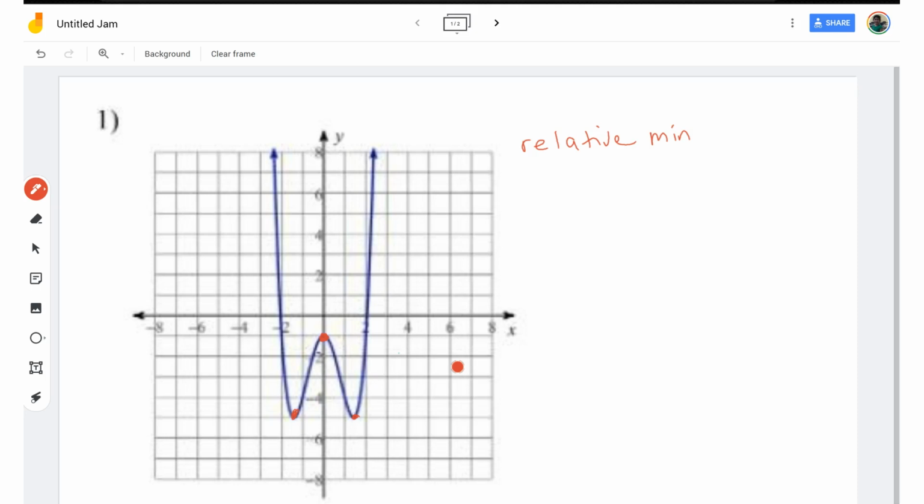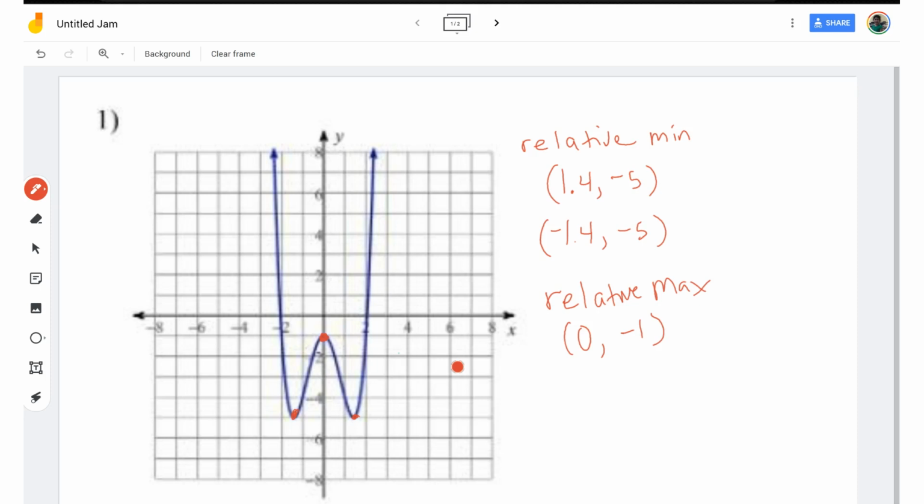So we have 1, actually it's like 1.5 or 1.4, comma, -5. And then the other one is -1.4, comma, -5. That's our relative min. Our relative max is going to be 0, comma, -1.